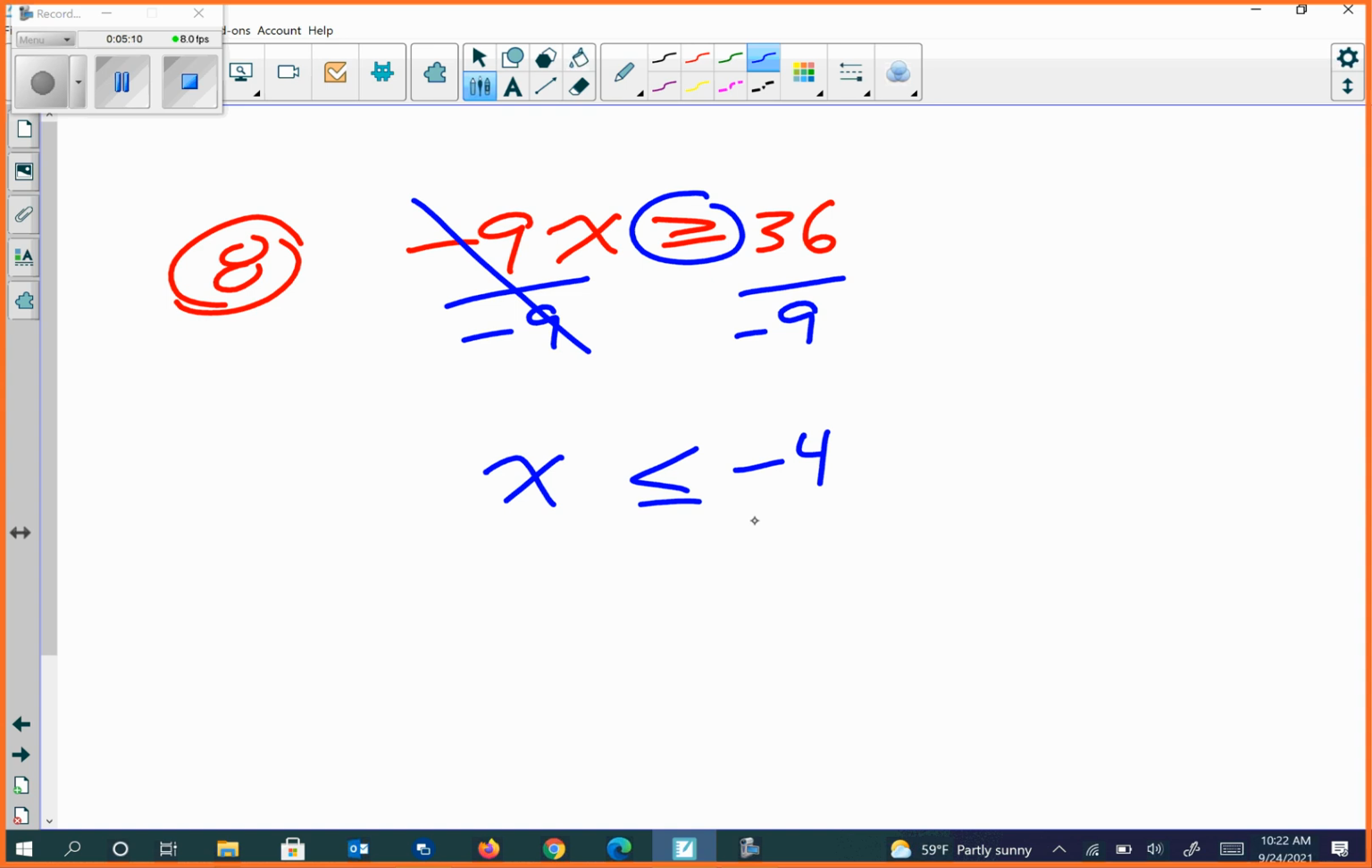So we're going to go forever to the left, so like negative 5, negative 6, all the way to negative infinity. So we go from negative infinity to negative 4. Hard or soft bracket? Hard. Why is that? Yeah, because you have that equal sign. That's what makes that a hard bracket.